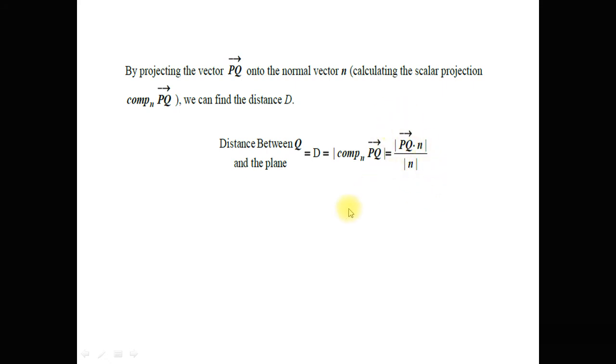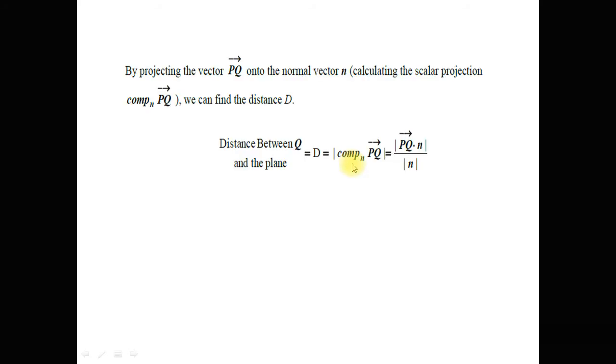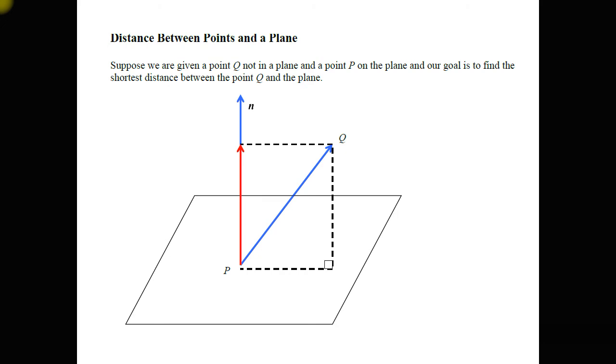So this is the distance between the point Q and the plane, and we can find the distance by this formula: the absolute value of ax1 plus by1 plus cz1 plus d, divided by the square root of a square plus b square plus c square. So this is the distance formula between the point and the plane, where x1, y1 and z1 are the coordinates of the point Q, which is above the plane. We need to find the distance from this Q point to the plane.